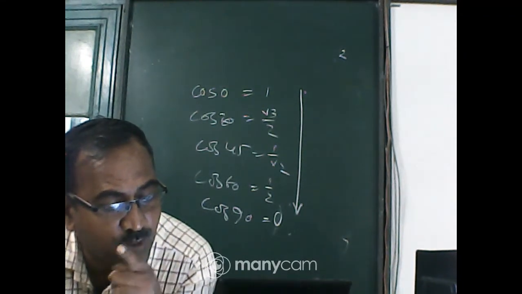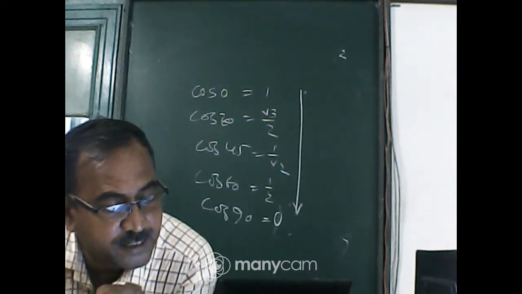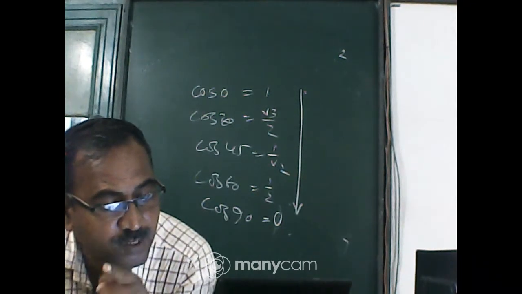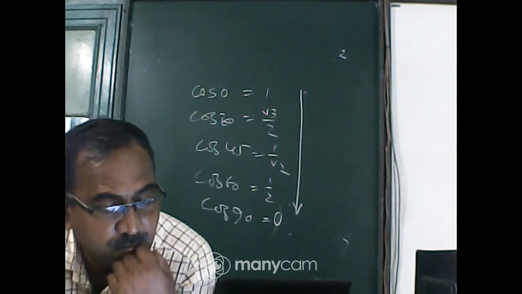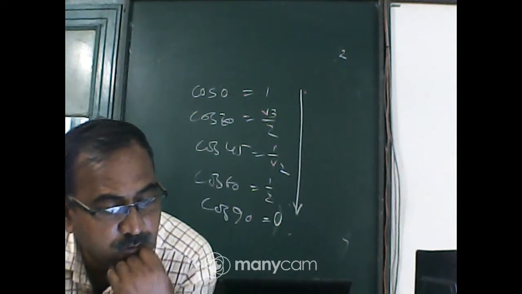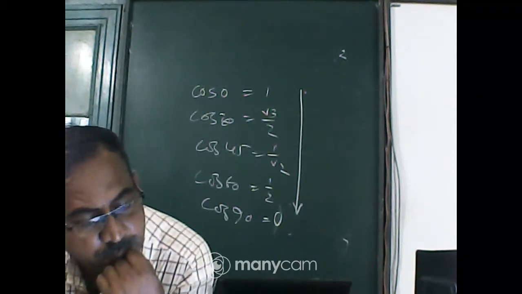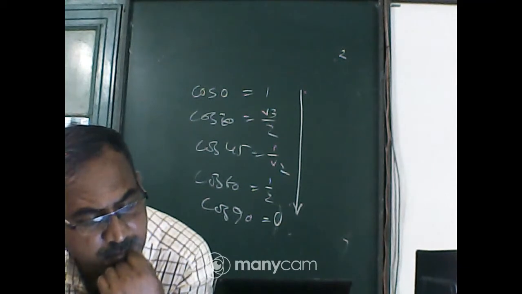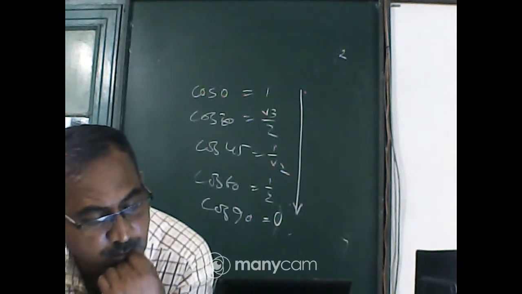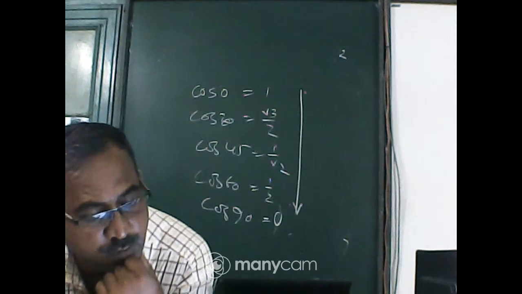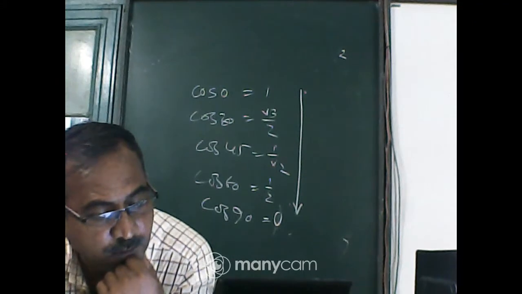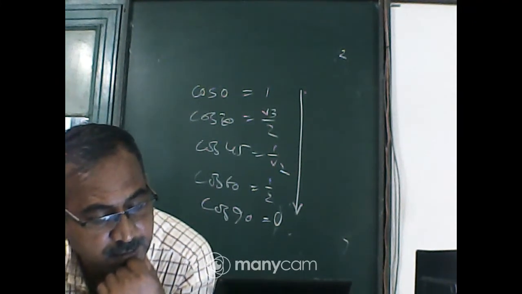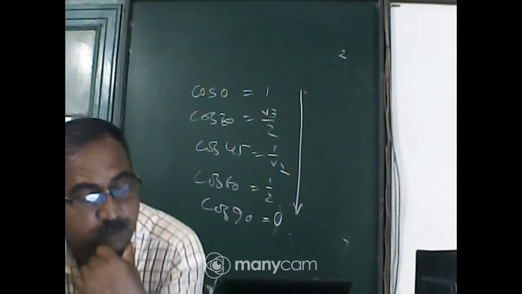A 50-gram bullet traveling with the initial velocity penetrates into a wall with an average force of 4 into 10 to the power 4 Newton. It goes out of the wall with a velocity of 50 meters per second. What is the thickness of the wall? Very good. No problem.